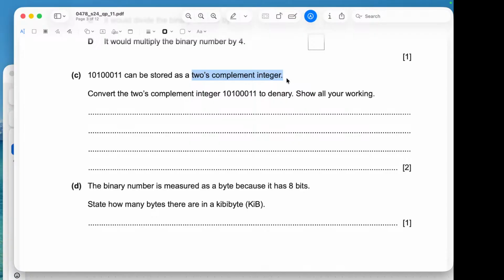So if you shift it 4 times, it will be times 16. Yeah, it would be. So we're going to convert the 2's complement integer into denary. Show all your working.